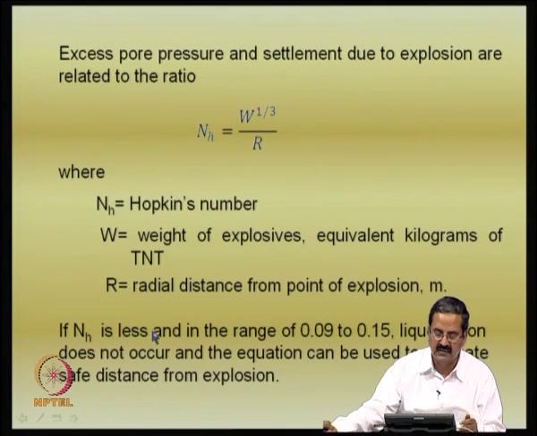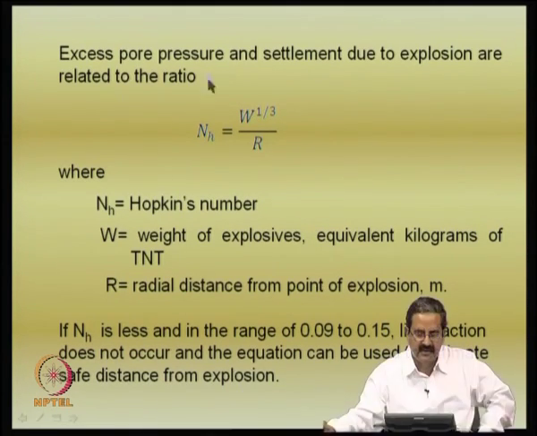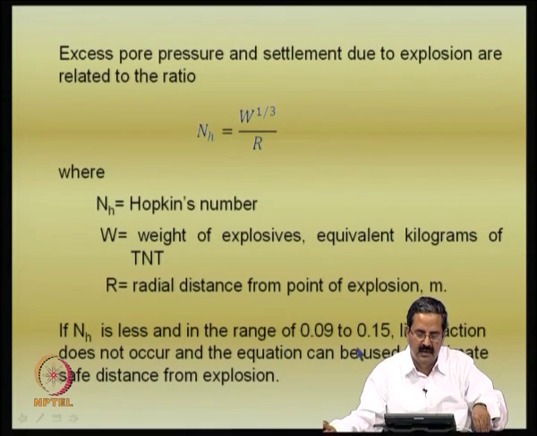Studies have shown that if NH is in the range of 0.09 to 0.15, liquefaction does not occur, and the equation can be used to estimate the safe distance from explosion. Say you would like to densify some 10 meters or 15 meters of area. How do you get it? What is its radial distance? If you put a blast at 10 meters level, how much area could really be densified? Is it all 10 meters? How do you do that?